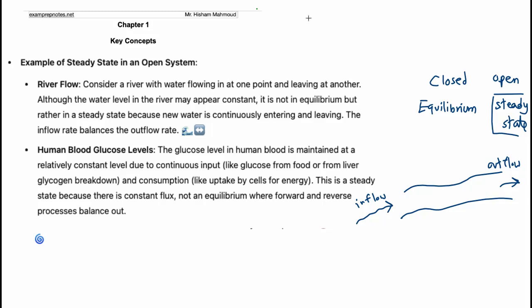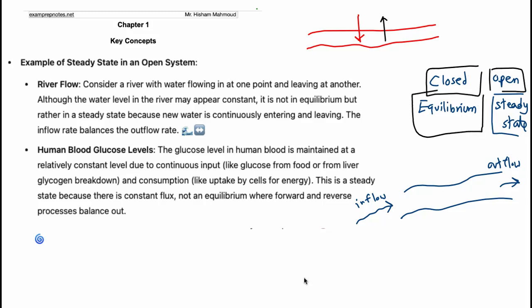The human blood glucose level, so this is the blood, and the glucose level in human blood is maintained at a constant level due to the continuous input, like glucose from food or from the liver, where glycogen is broken down, and then consumption again by cells for energy. This is not an equilibrium, this is a steady state because there is continuous influx and outflux, inflow and outflow, coming in and going out. So this is steady state, not equilibrium. Anything that is an open system is steady state. Anything that is a closed system is in equilibrium.